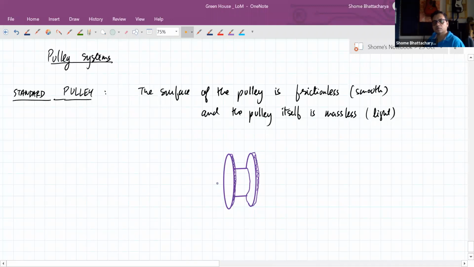And it can be mounted on this axle. So this is the 3D kind of view of the pulley. From the side view we just show it like this, the axle of the pulley. It's basically like a cylinder with two discs attached to it going around an axle.